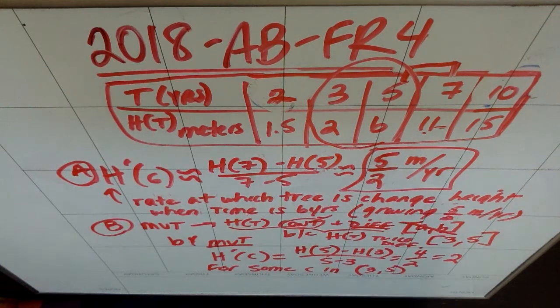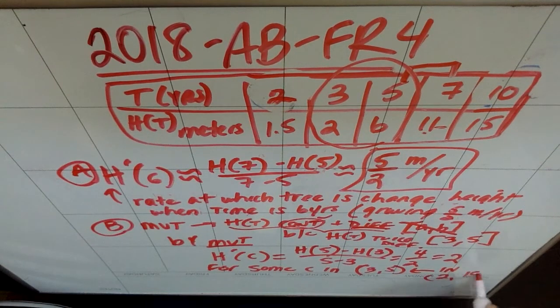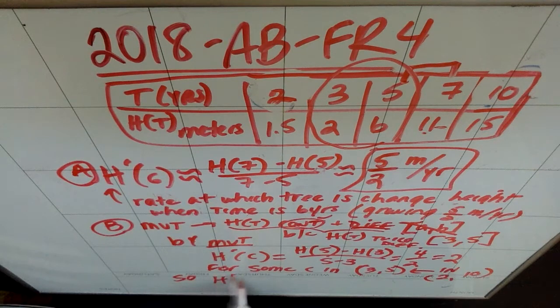Well, since 3 to 5 is in the open window, this is in the window from 2 to 10, right? So by the mean value theorem, I have to have some value c in that window where h prime of t equals 2 in the window 2 to 10 for some t, right? So essentially, whenever you hear must, they're asking you to use one of those theorems.